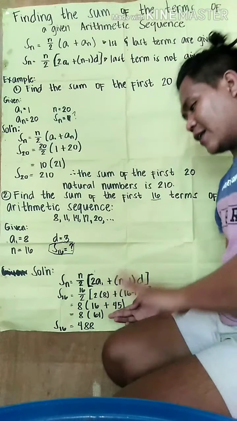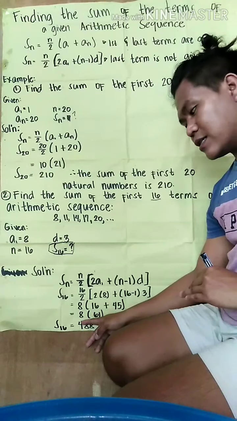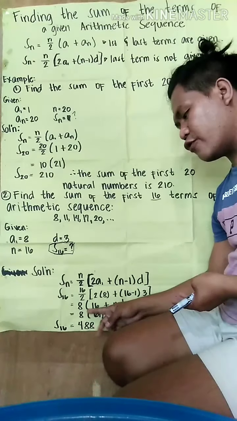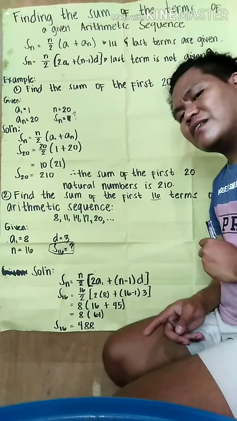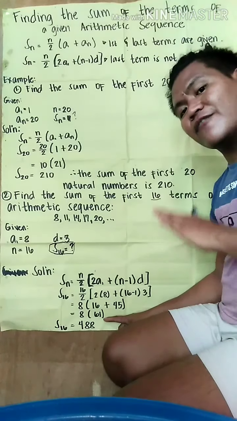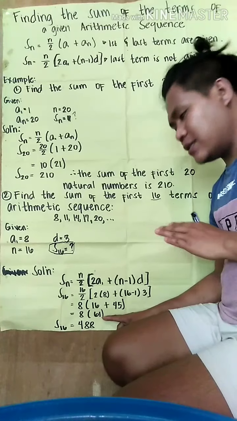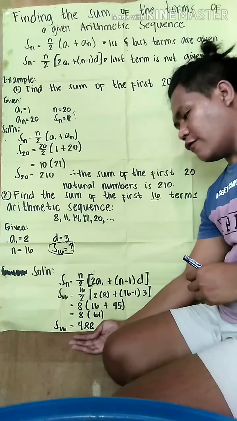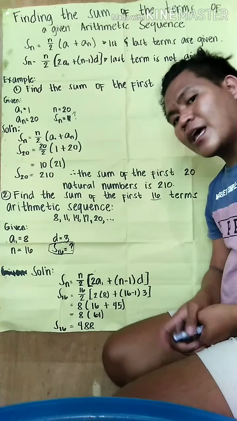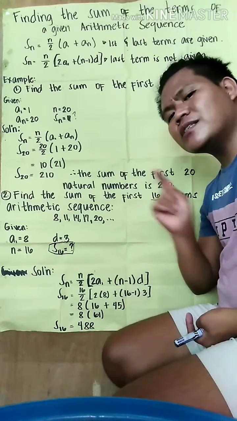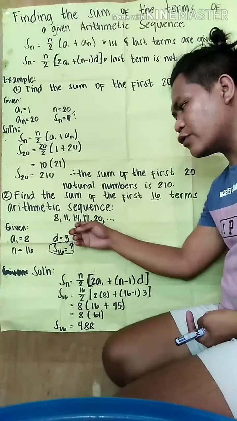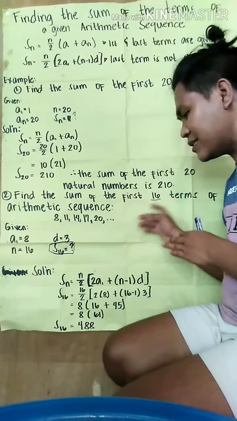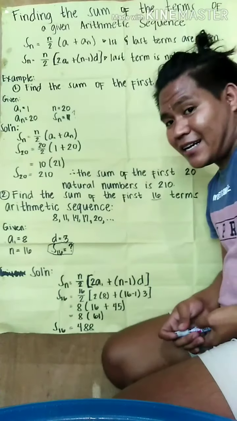And simplify again. Just copy 8 and then get the sum of 16 and 45. 16 plus 45 is equal to 61. And if we multiply 61 by 8, it will lead us to a product of 488. Therefore, the sum of the 16 terms 8, 11, 14, 17, 20, and so on, up to the last term, which is the 16th term, is equal to 488.